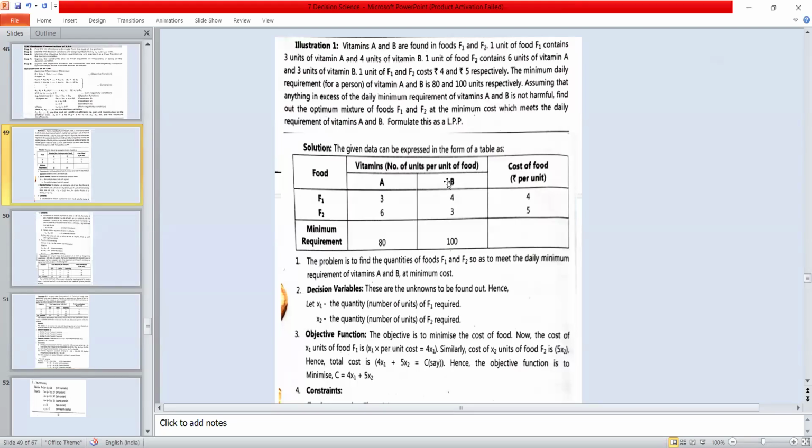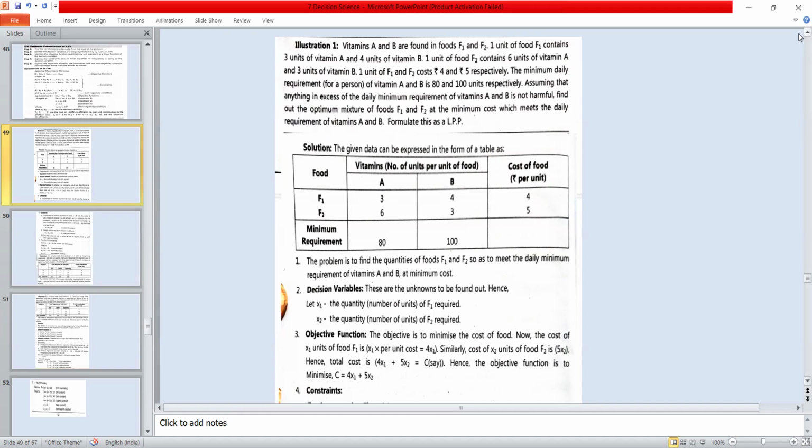Today we are going to study an example of linear programming. So the first example of linear programming is in front of you on this slide. Vitamins A and B are found in foods F1 and F2. So there are two vitamins, vitamin A and vitamin B, and two types of food, F1 and F2.